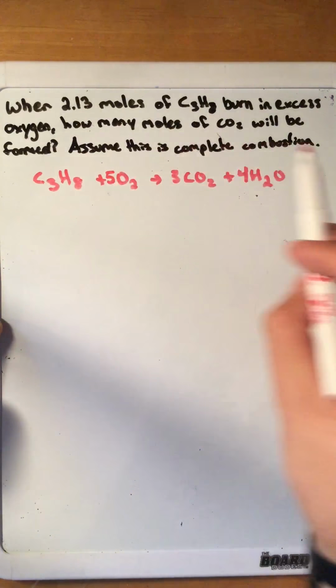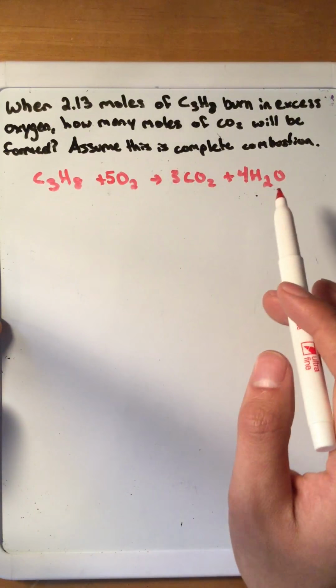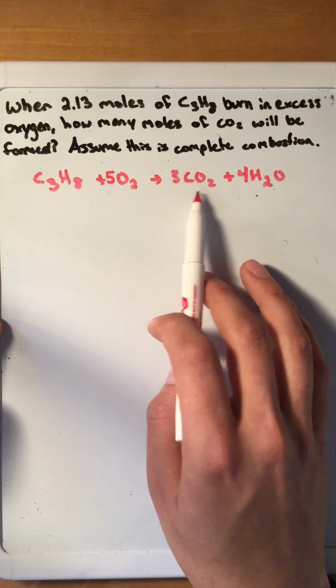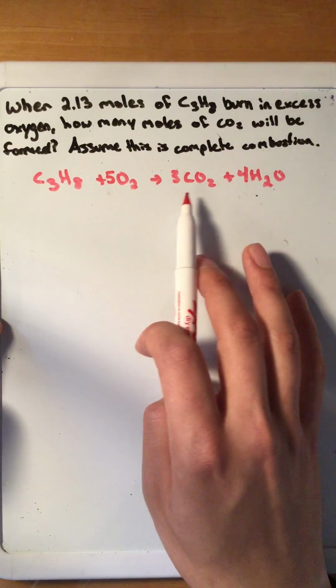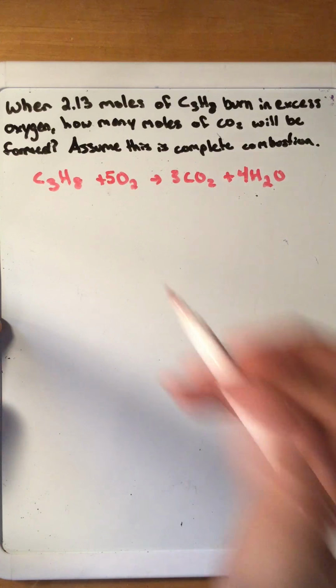And the reason why they said assume this is complete combustion is because we know we can have incomplete combustion sometimes. That would produce carbon monoxide, or CO. So knowing that we're producing CO2 really helps us to know what our equation is. So now we have an equation to work with. All we got to do is go from 2.13 moles of C3H8 and go to moles of CO2.